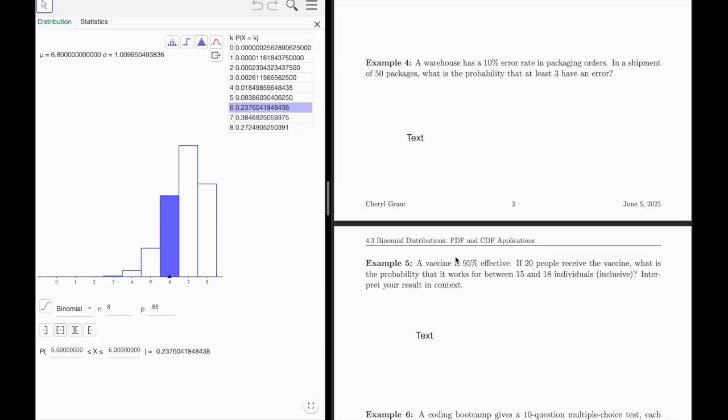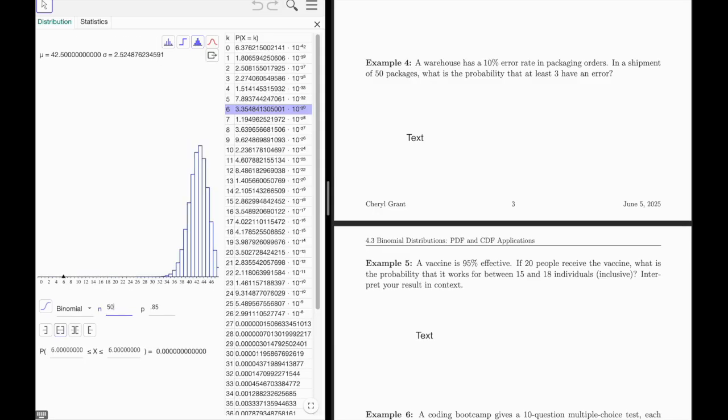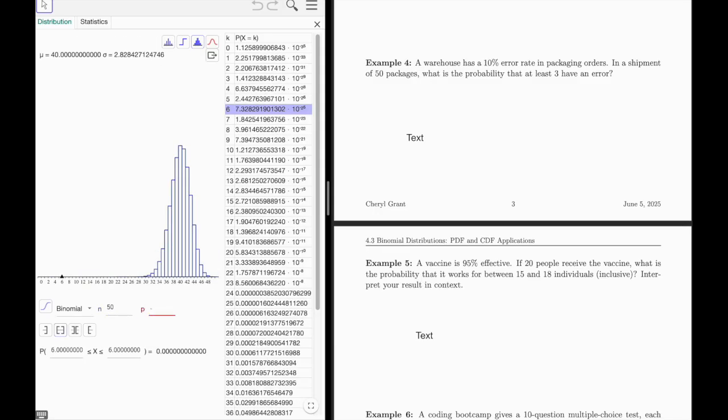Example 4 says a warehouse has a 10% error rate in packaging orders. In a shipment of 50 packages, what is the probability that at least 3 have an error? So success is that they find an error because that's what they're tracking. The probability of success is 0.1, which is the 10%, and the number of trials is 50. So let's go ahead and put all that information in. N is 50. The probability of success is 0.1.